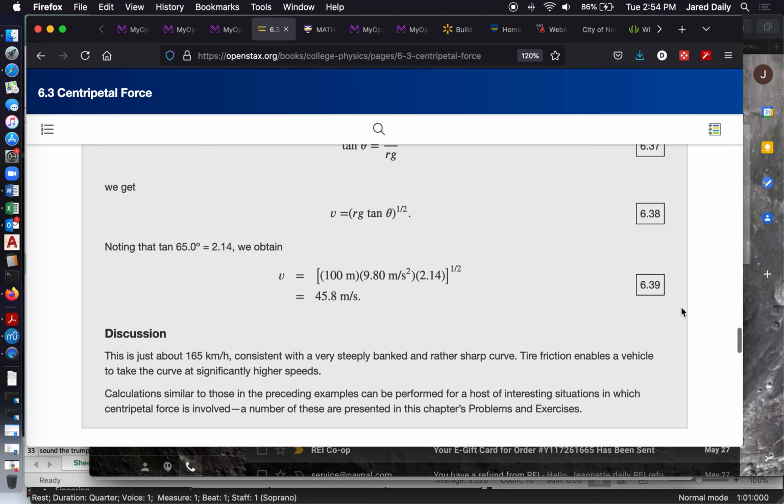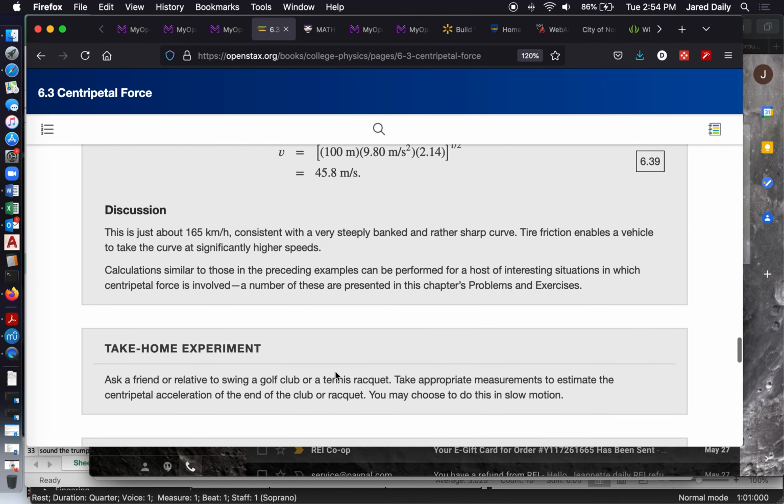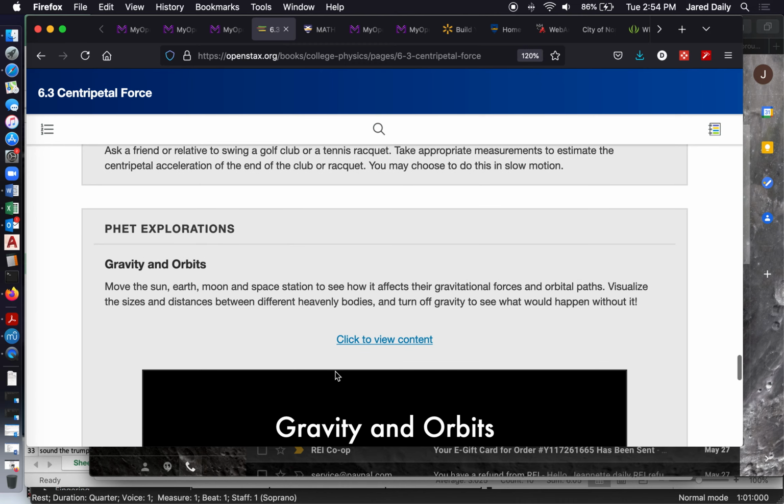So here they just calculate that. They calculate the velocity for a particular curve with an angle theta and a radius r, so you have to rearrange the equation and solve for v here, and they do that. And of course, this is something that's done quite a bit in city planning and other things like this, highway planning, highway design.